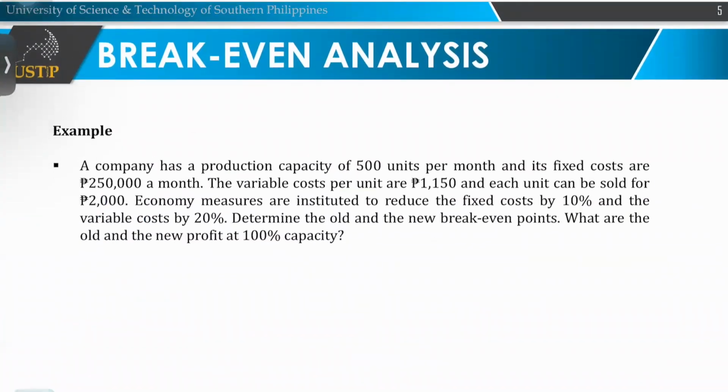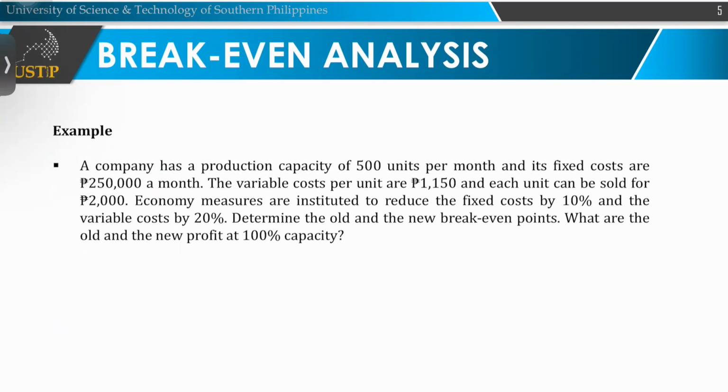A company has a production capacity of 500 units per month and its fixed costs are 250,000 a month. The variable costs per unit are 1,150 and each unit can be sold for 2,000. Economy measures are instituted to reduce the fixed cost by 10% and the variable costs by 20%. Determine the old and the new break-even points. What are the old and the new profit at 100% capacity?